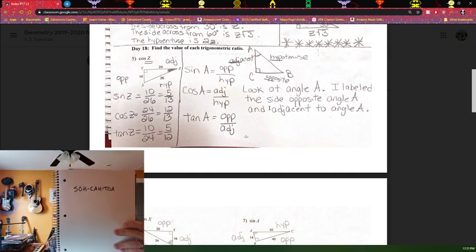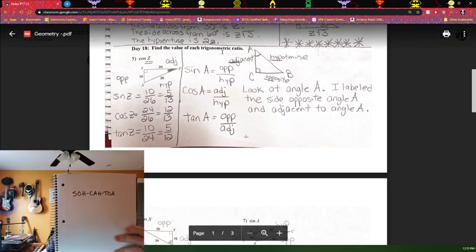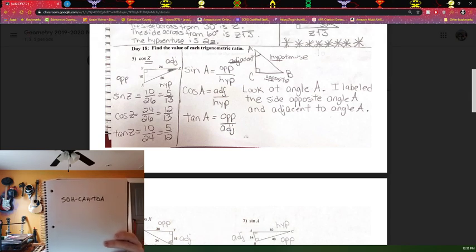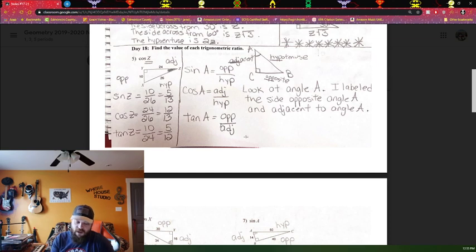this is how you can remember what sine, cosine, and tangent are. Sine is opposite over hypotenuse, so S-O-H. Cosine is adjacent over hypotenuse, so C-A-H. Tangent is opposite over adjacent, so that's T-O-A. So-ka-to-a. Do you remember that?